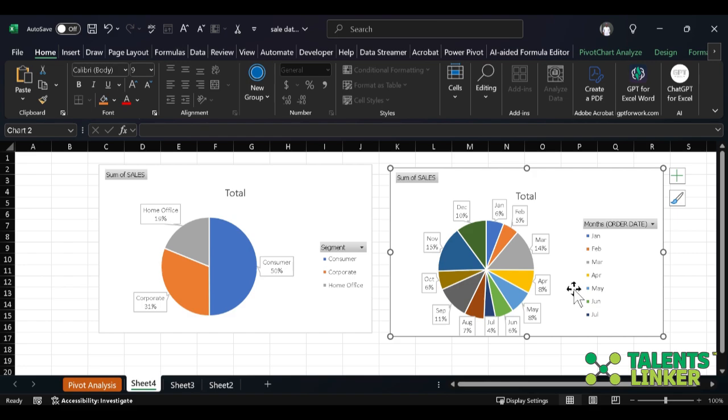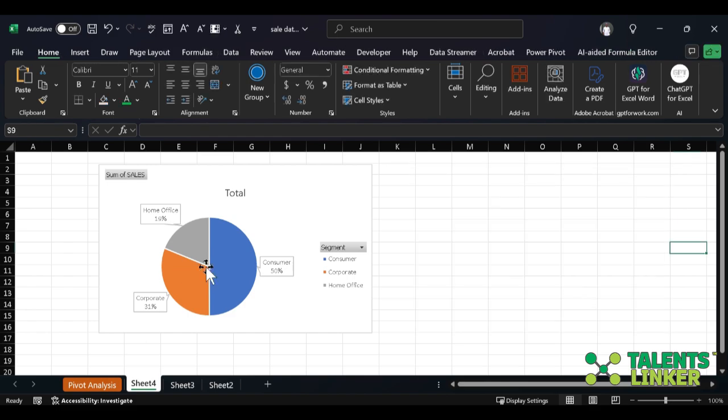So instead of using pie charts, you can use line charts, bar charts, or column charts for that. So that is it about pie charts.